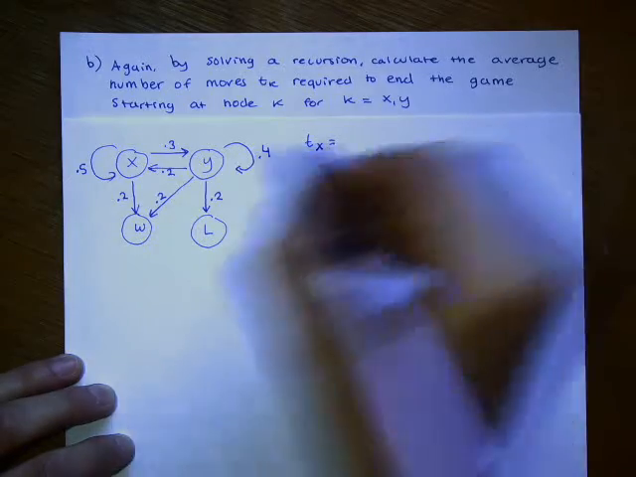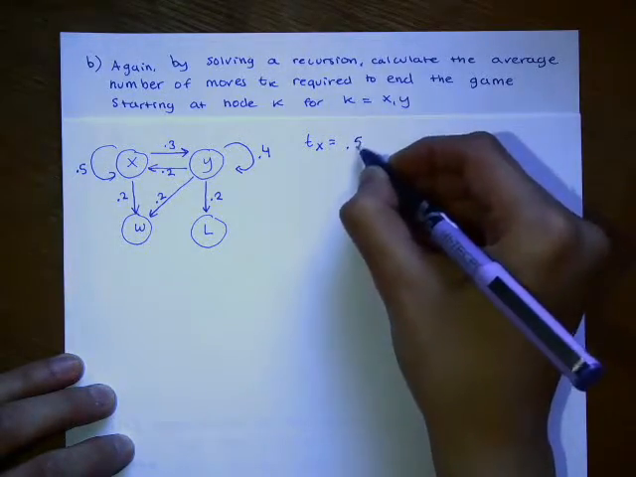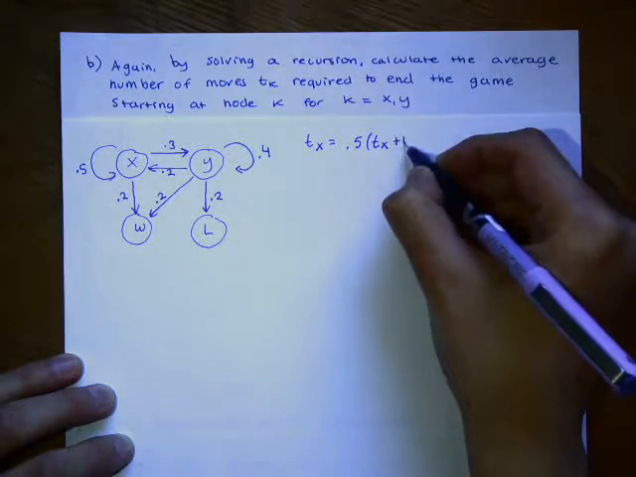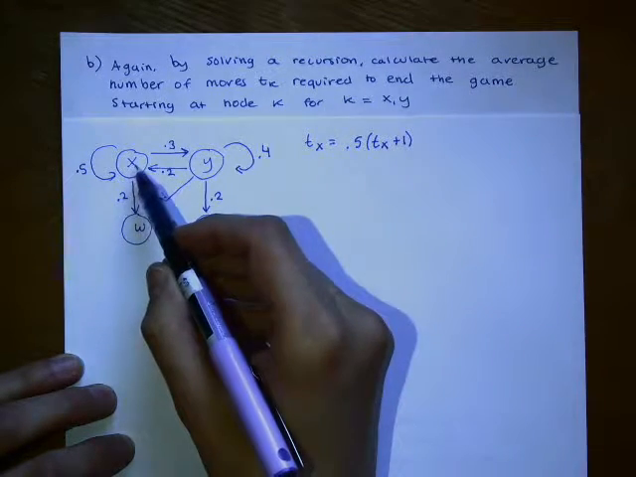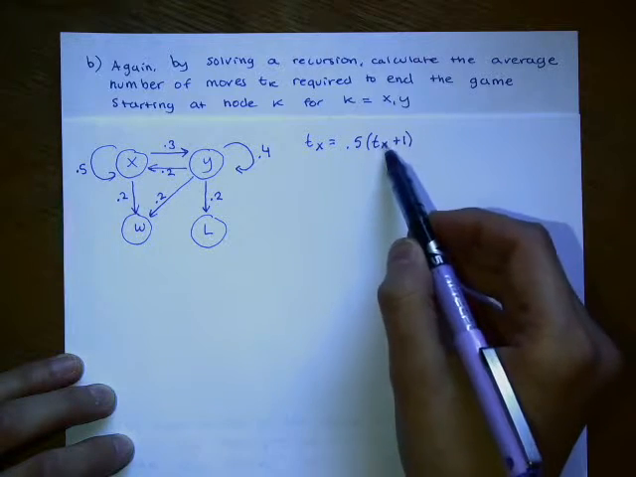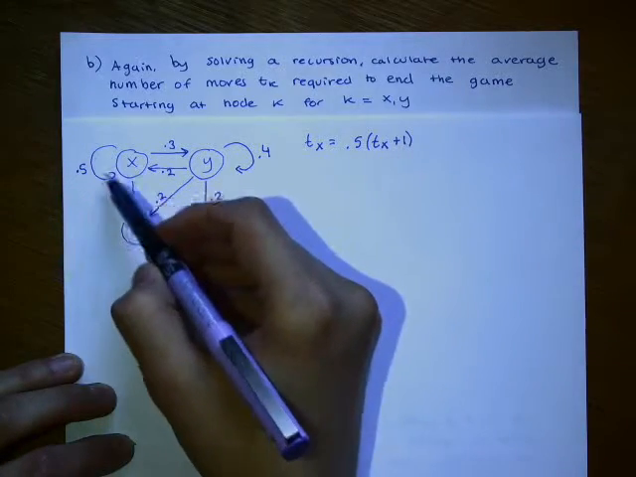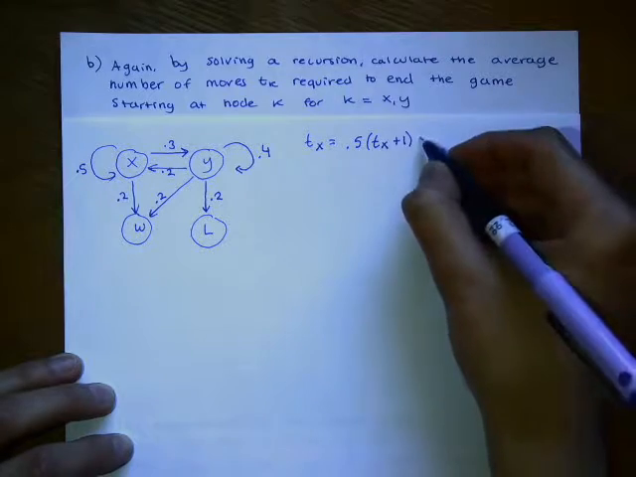So from tx, we can stay on x with a probability of 0.5. And I'm going to add 1 here, because if we move back to node x, the average length of our game will be the future average length of our game from tx plus the move we just took. So we just took one move to move back to x. So that's where that 1 comes from.